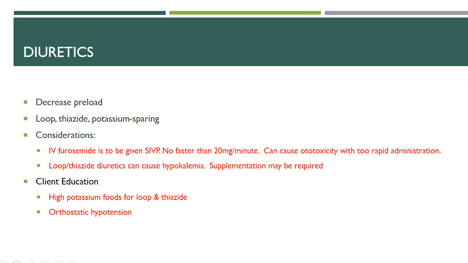Other things that we want to remember is that loops and thiazides can cause hypokalemia, whereas potassium sparing can cause hyperkalemia, and they may require supplementation if they are on loop or thiazides. Client education is you want to educate them on high potassium foods for loop and thiazides, and you might want to educate them on what foods to stay away from if they're on a potassium sparing. And of course, orthostatic hypotension, especially with our elderly population, every blood pressure medicine, that would be true.